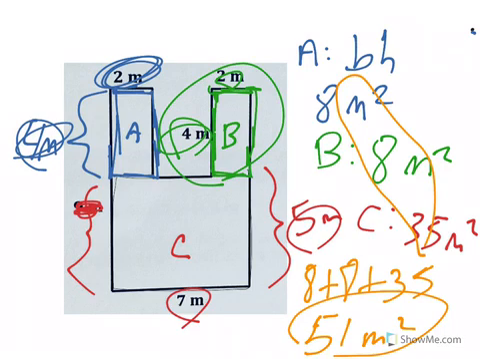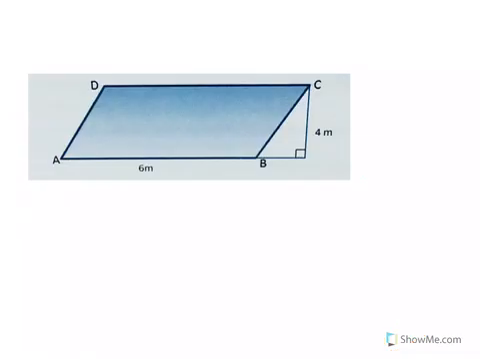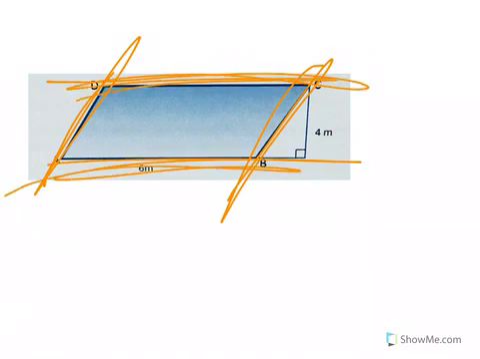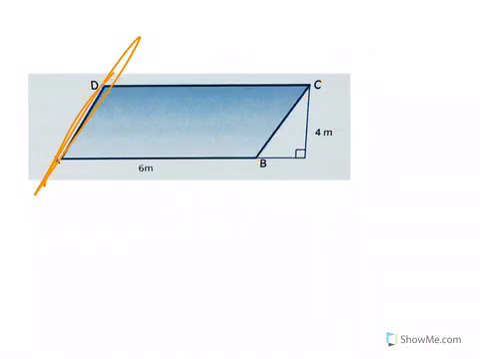All right, let's look at another example. Here we have a parallelogram, right? These 2 sides are parallel. These 2 sides are parallel. 2 sets of parallel sides, parallelogram. This doesn't exist. They're just showing us the height.